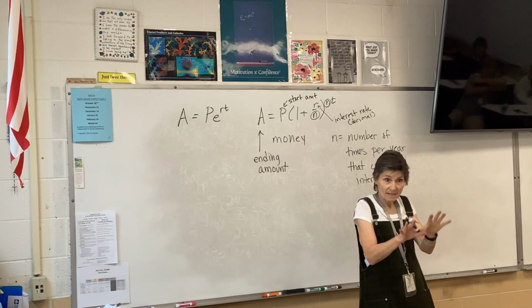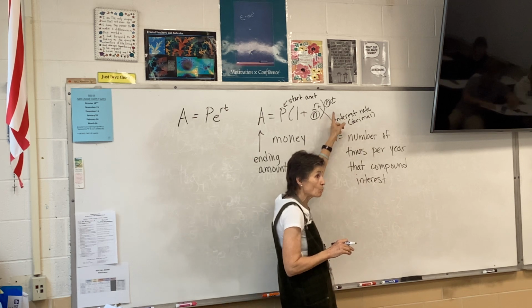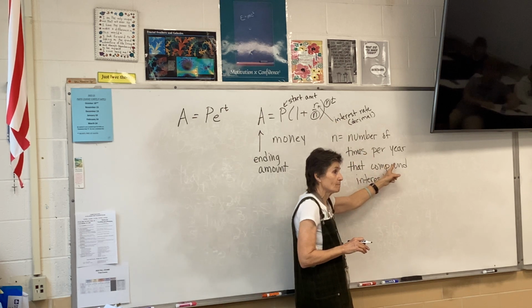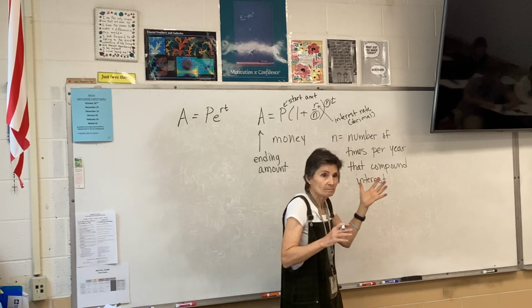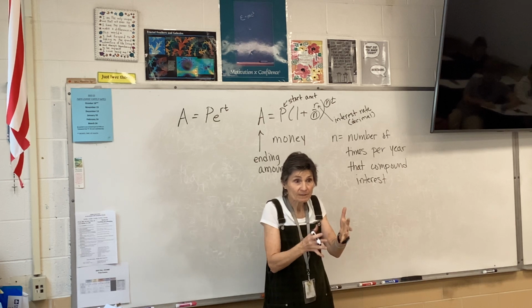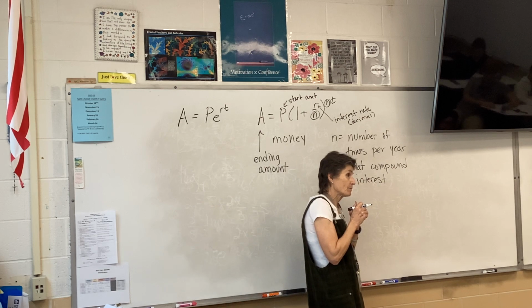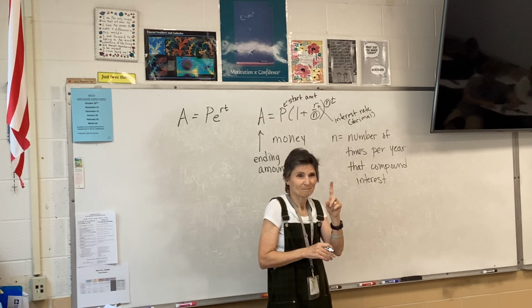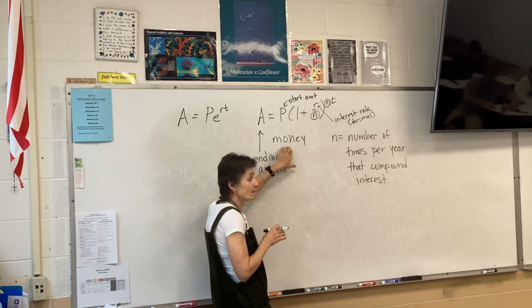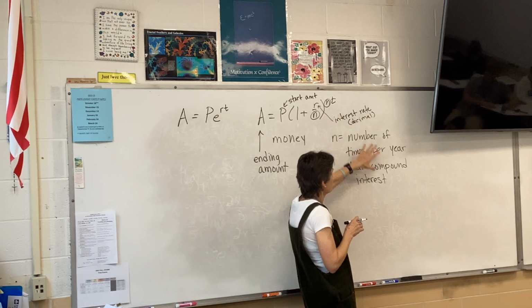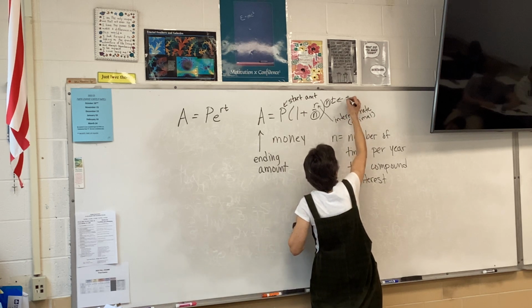So if it's compounded monthly, that means N would be 12, 12 times a year. If it's compounded weekly, then N would be 52. Daily would be 365. Yearly would be 1. This is the compound interest formula used for money, and N is how many times a year we compound the interest. And then T is the number of years.